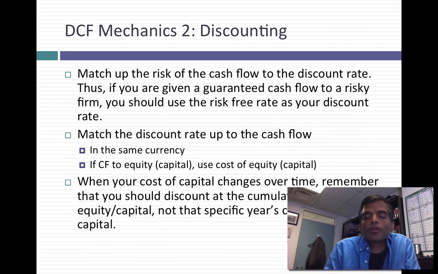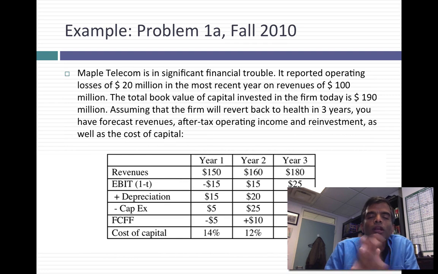Make sure your cash flows and discount rates are matched up in the same currency. Make sure that if you have cash flow to equity, you discount at the cost of equity, and cash flow to capital, at the cost of capital. And if your cost of equity or capital changes over time, make sure you discount back at that cumulated number. So let me very quickly go through at least the mechanics of this process.